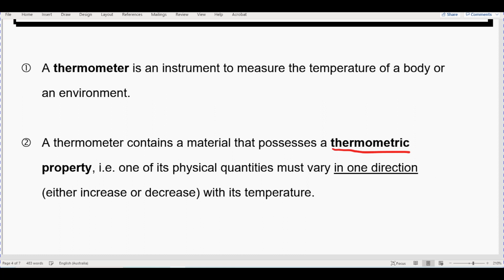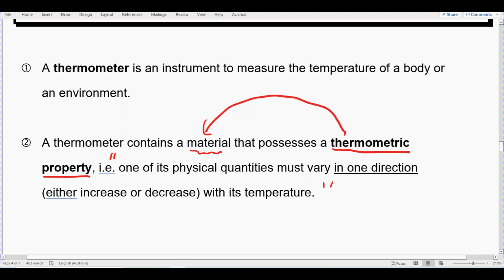And that's one key word: thermometric property. Thermometric property means that there's some property of the material. So it's about this material, that certain material they possess a thermometric property. Okay, so what's the definition of things with thermometric property? That's one of its physical quantity must vary in one direction, either increase or decrease with temperature. Okay, so it's pretty hard to understand, right?